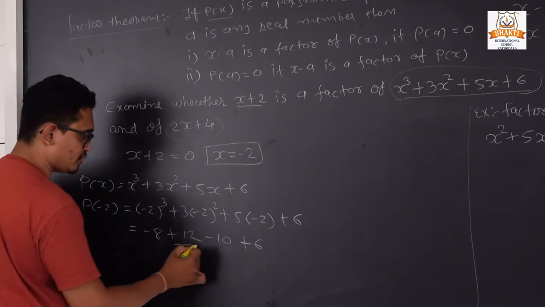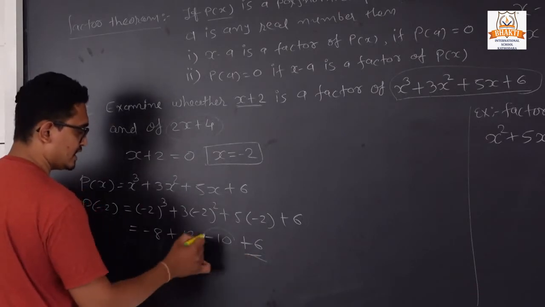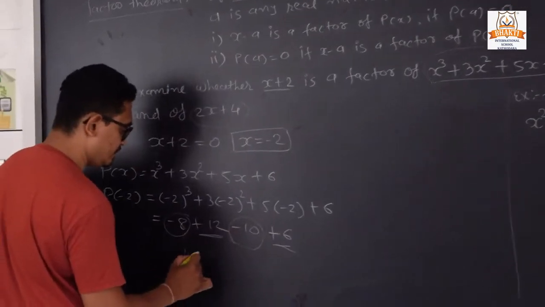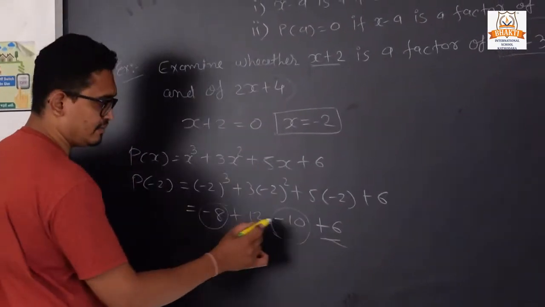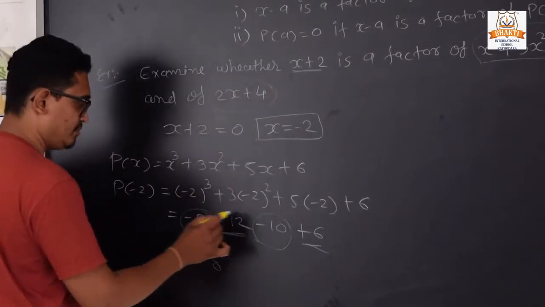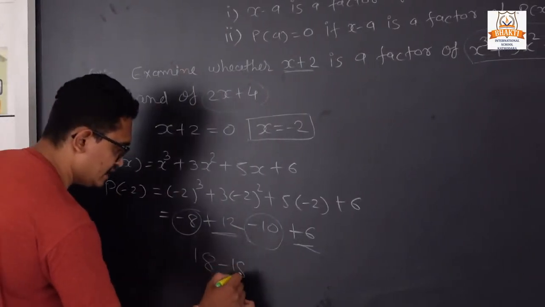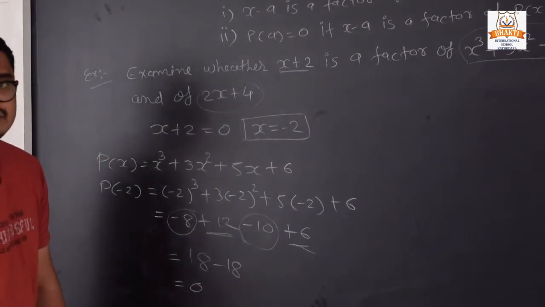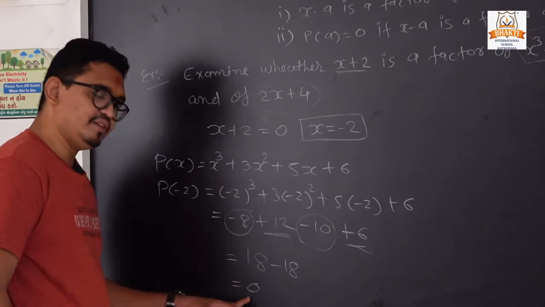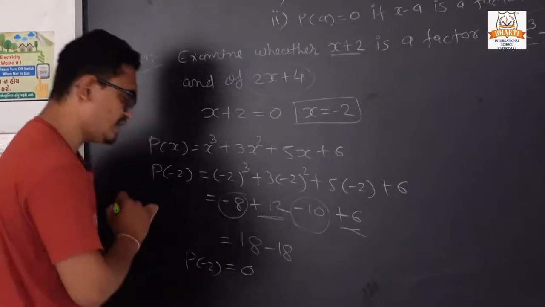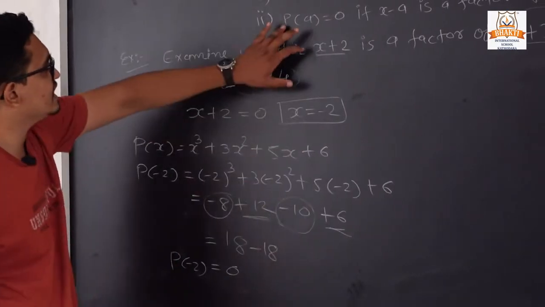So these two are positive numbers and these two are negative numbers. 12 plus 6 will be 18. Minus 10 minus 8 will be minus 18. So it means the answer is 0. 18 minus 18. So we get p of minus 2 is equal to 0.